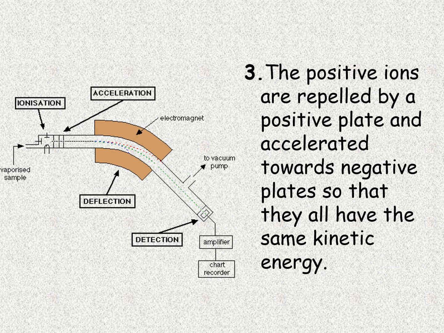So at this stage, the positive ions that we've created in step 2 are repelled by positive plates. So we have these sort of electrically charged plates. They're repelled by positive plates and they're accelerated towards negative plates, because remember, opposites attract. And the aim is so that all the ions have the same kinetic energy. And these ions are now moving very, very fast, and they need to go through an electromagnet, and we'll see what the purpose of that is in the next step.